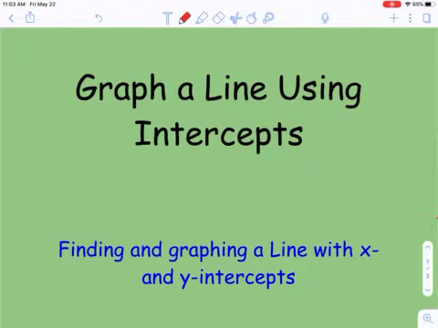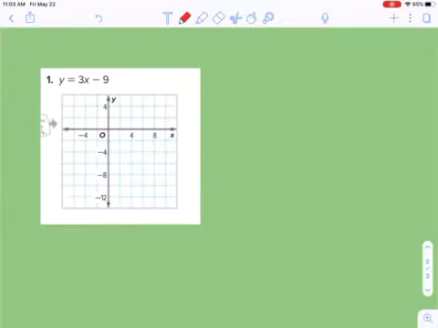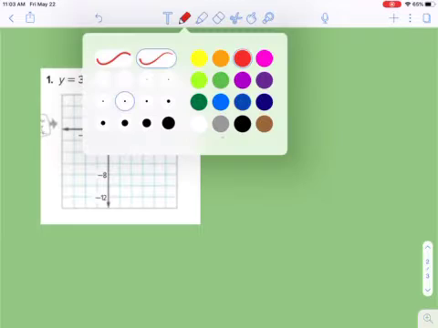The goal of this particular video is to show you how to do that with equations that are in the form you're used to seeing right now, which is slope-intercept form. We're going to look at 2 or 3 examples. We'll see how the time goes.